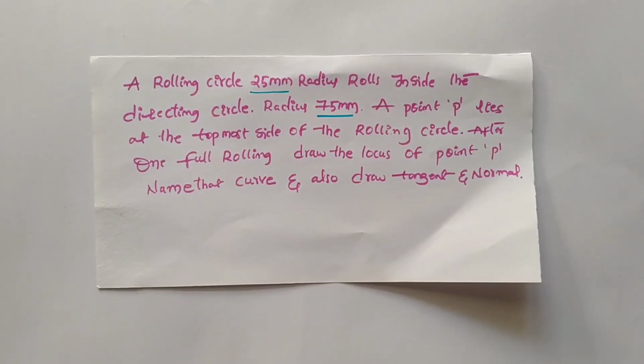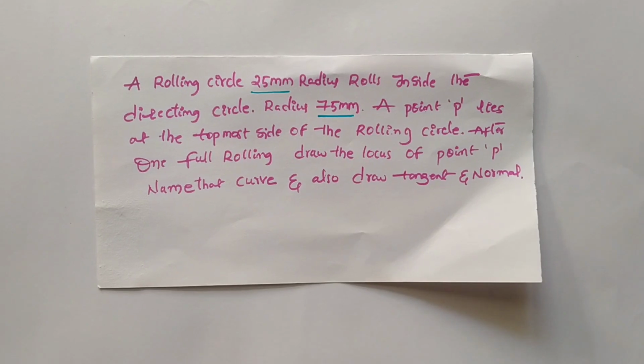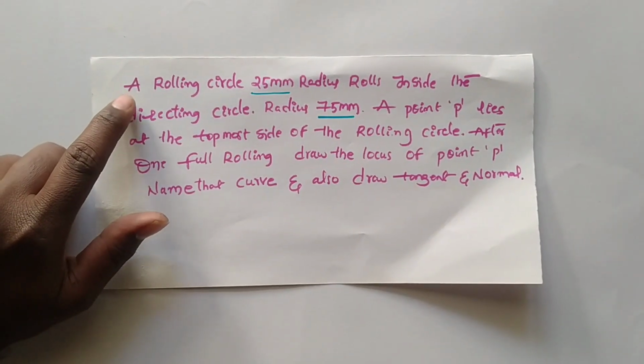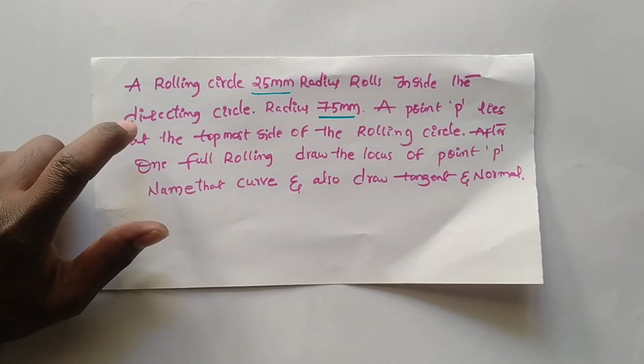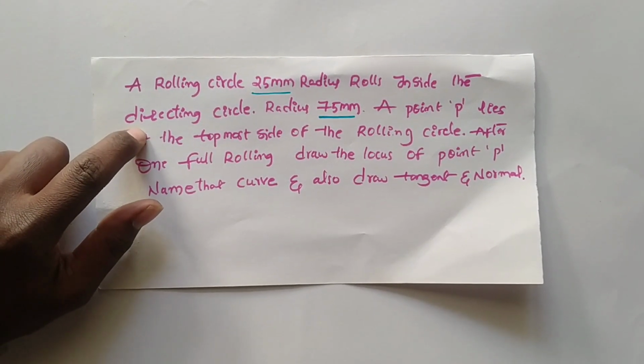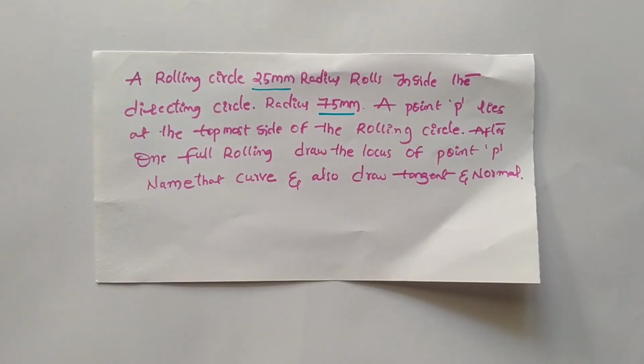Construction of hypocycloid. We will discuss the construction of a hypocycloid. We have a question. A rolling circle of 25 mm radius rolls inside the directing circle, which has 75 mm radius. A point P lies at the topmost side of the rolling circle.